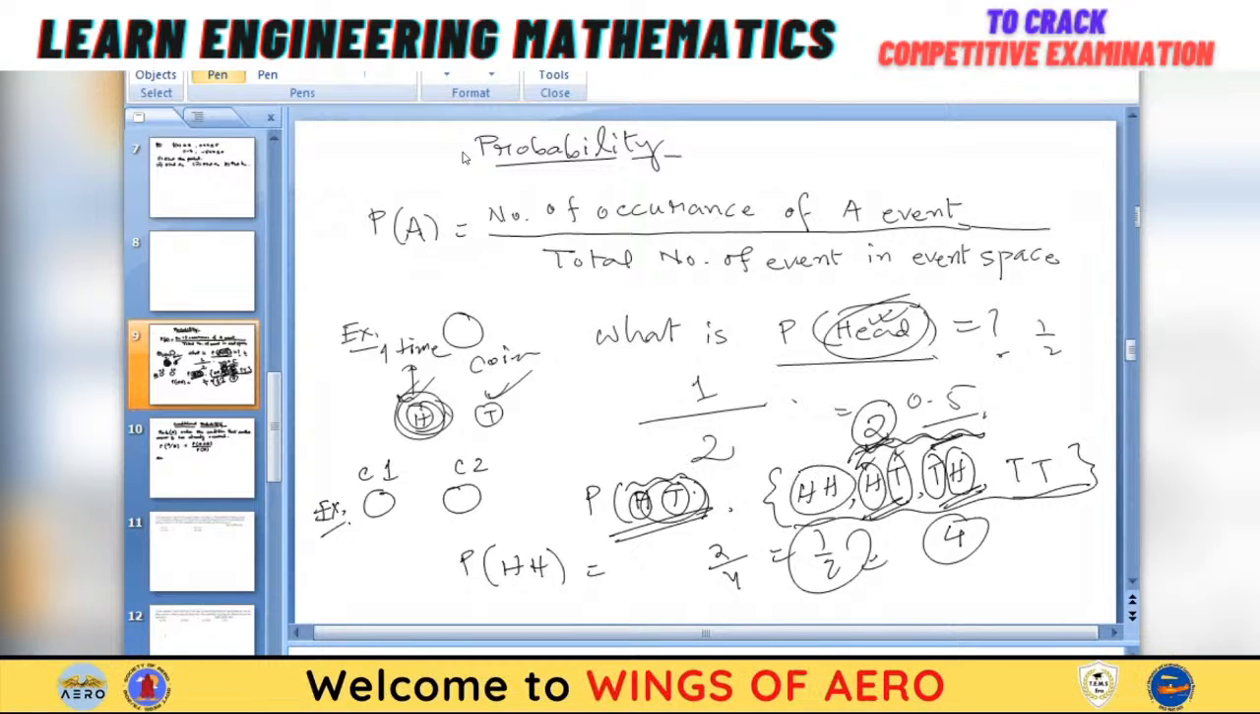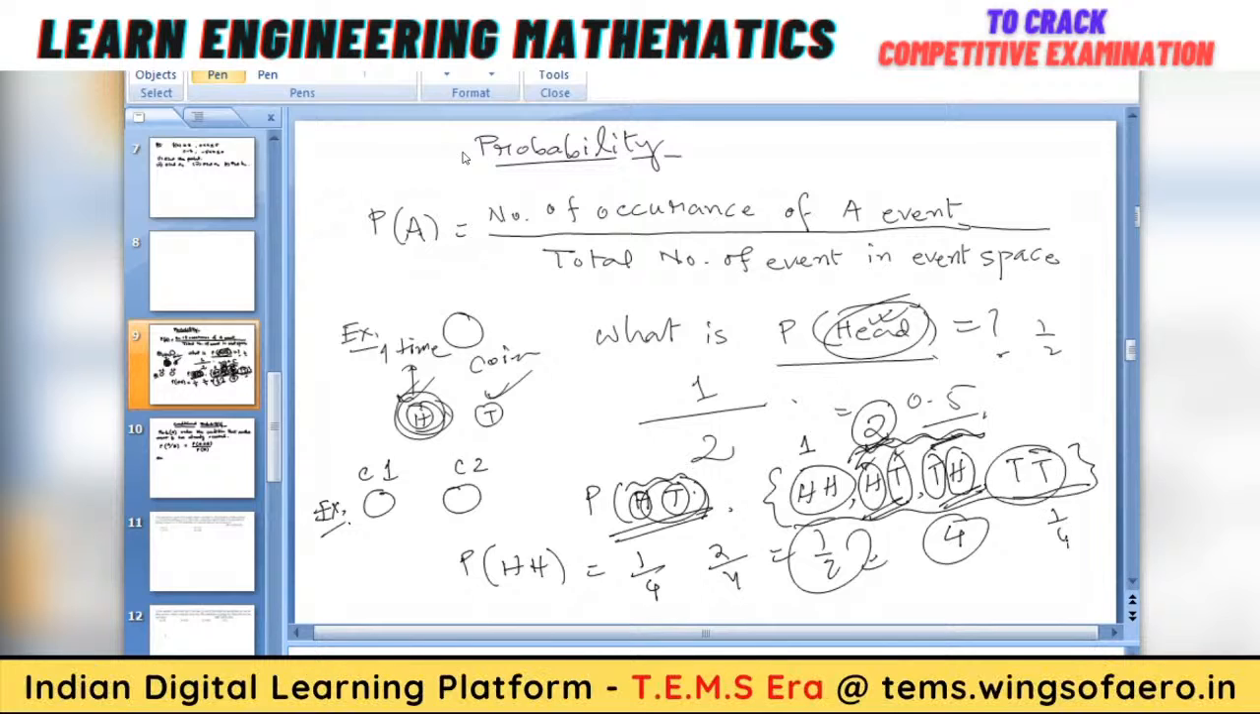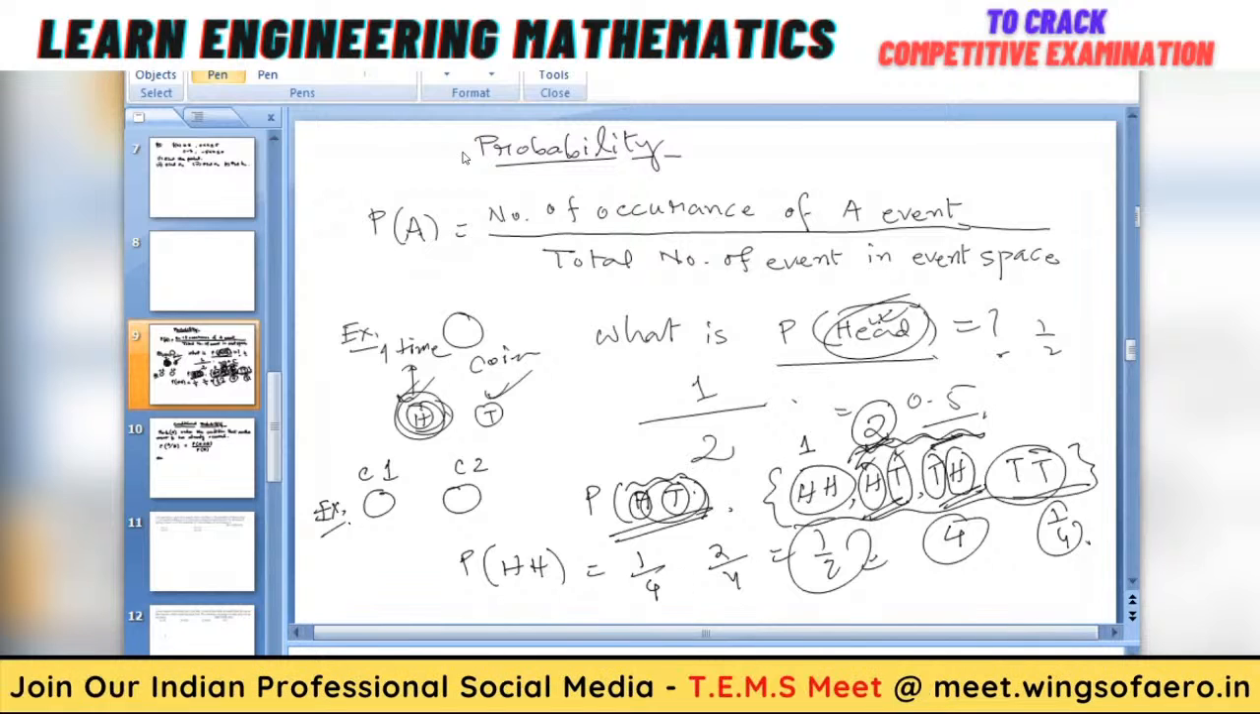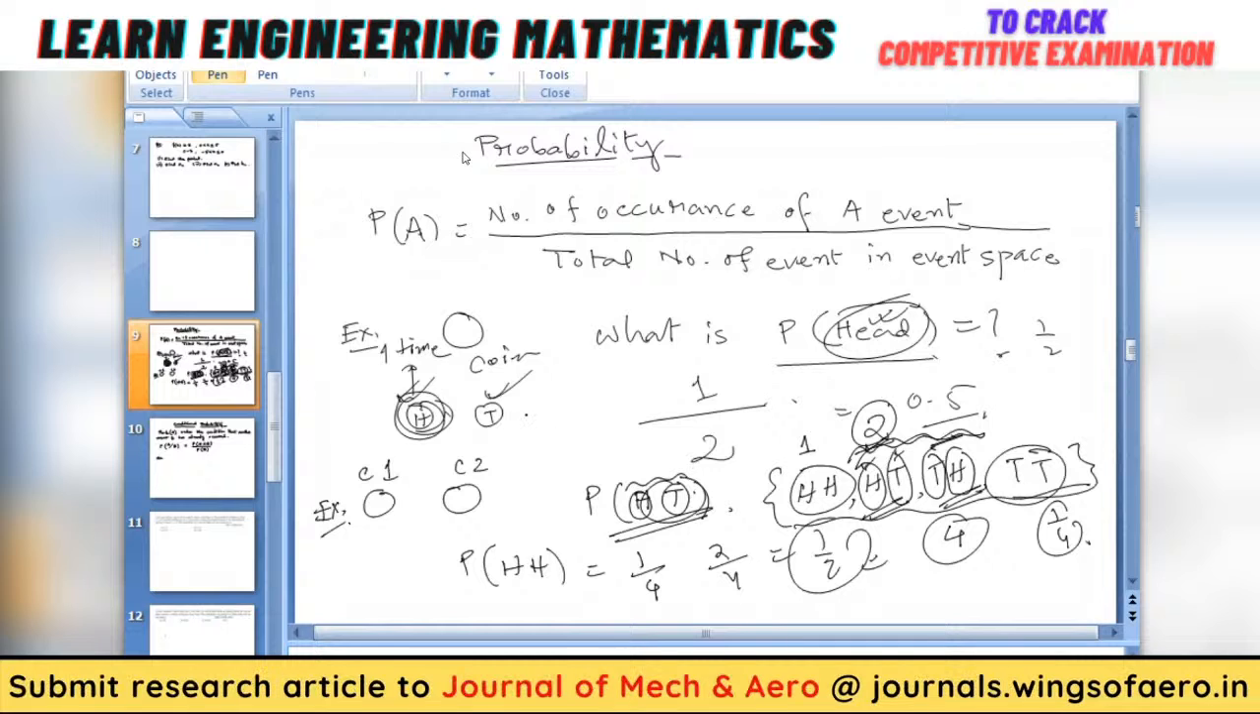Now, similarly, what is the probability of head, head? It occurs only one time here, so 1 divided by 4. Similarly, TT is also 1 by 4. So this is the probability, a very simple probability definition.